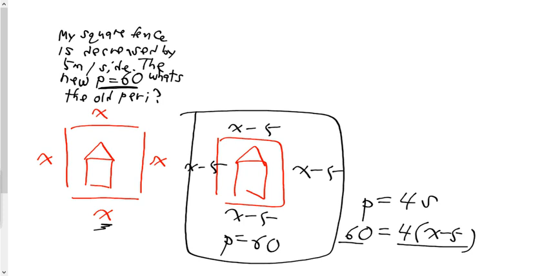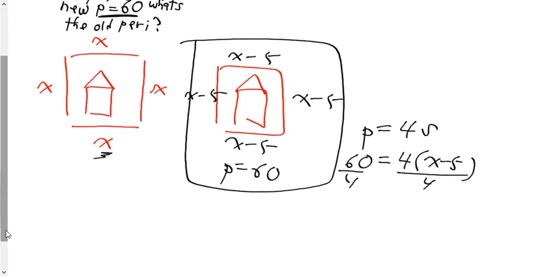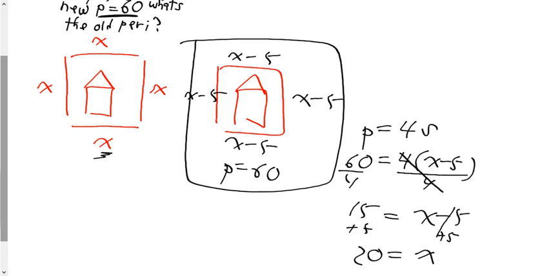I'm going to divide both sides by 4, because I don't want to know what 4 x minus 5 lengths are. I want to know what 1 is. And once I know that x minus 5 equals 15, simply add 5 to both sides, and x will equal 20. We're not done yet because the question says, what's the perimeter?